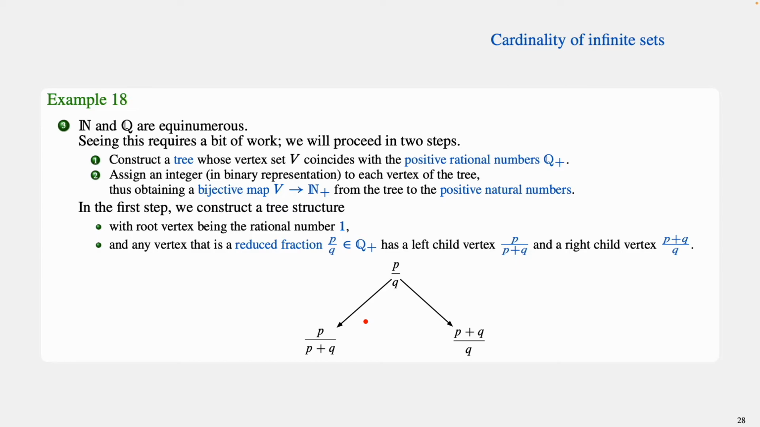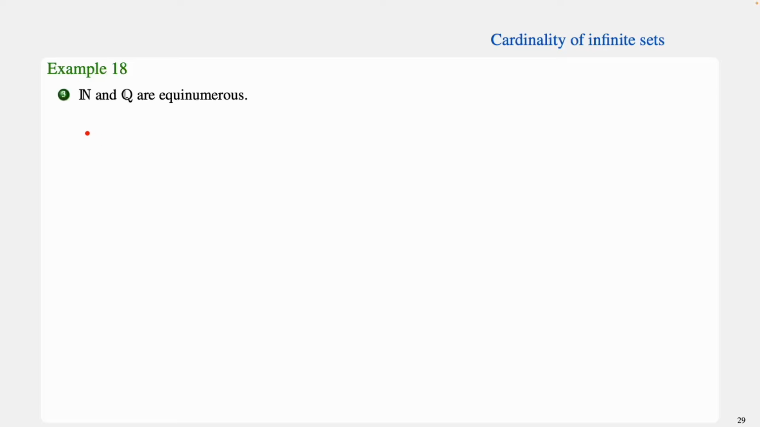And in particular, note that the left child vertex is always smaller than the parent vertex, and the right child vertex is always larger than the parent vertex. What do we do with this now?